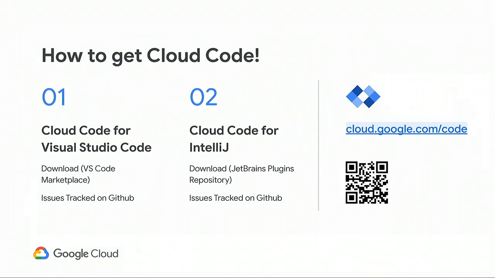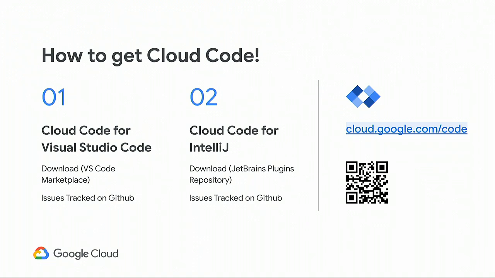At this point, you might be wondering how to get your hands on these tools, and Ian will tell you. Cool, thanks, Etan. Yeah. So the good stuff, how do we get to it? So we've got the Visual Studio extension, Cloud Code for Visual Studio Code is in the VS Code Marketplace. You can go ahead and download it. Cloud Code for IntelliJ is in the JetBrains plugins repository. And we have our documentation, cloud.google.com/code.